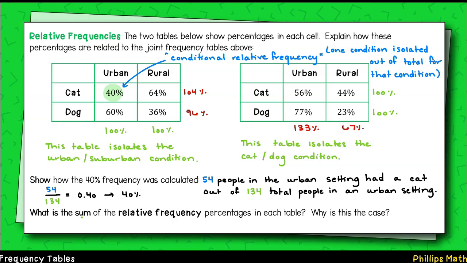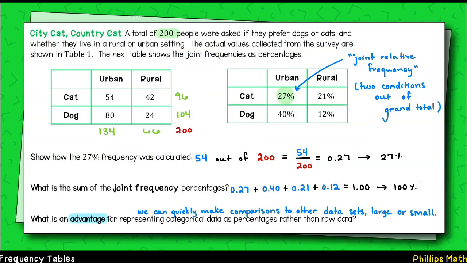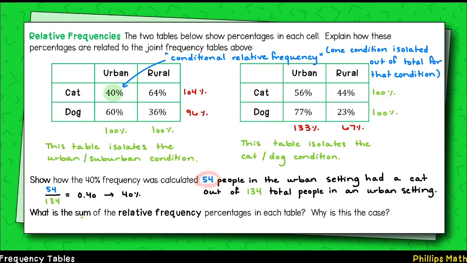Let's take a look at how this 40% conditional relative frequency was calculated. From our table above, we see that 54 people lived in an urban setting with a cat out of a total of 134 people who lived in an urban setting. If we divide 54 by 134, we get 0.40 or 40%.